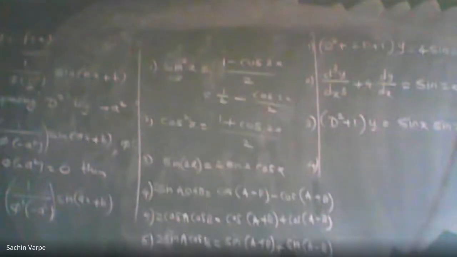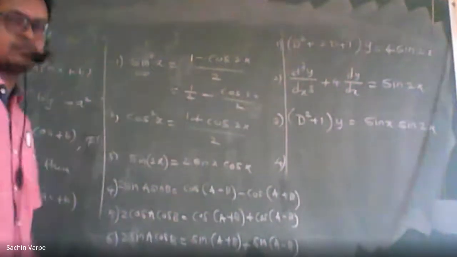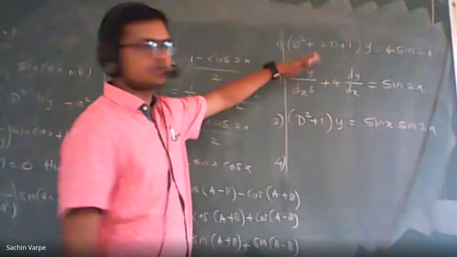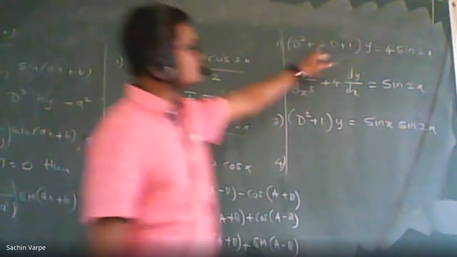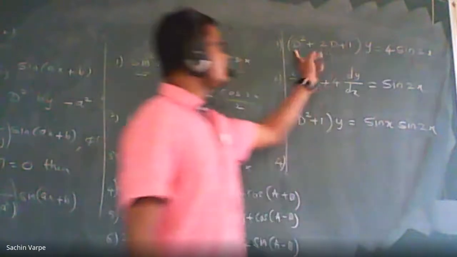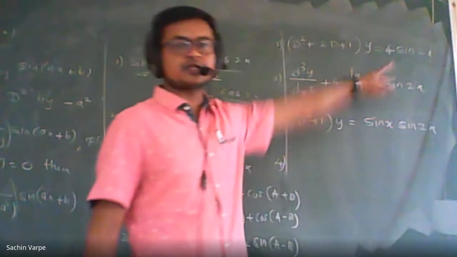Example. I hope you're able to see the examples I've written on the board. Solve these differential equations. First is d square plus 2d plus 1 times y is equal to 4 sine 2x.